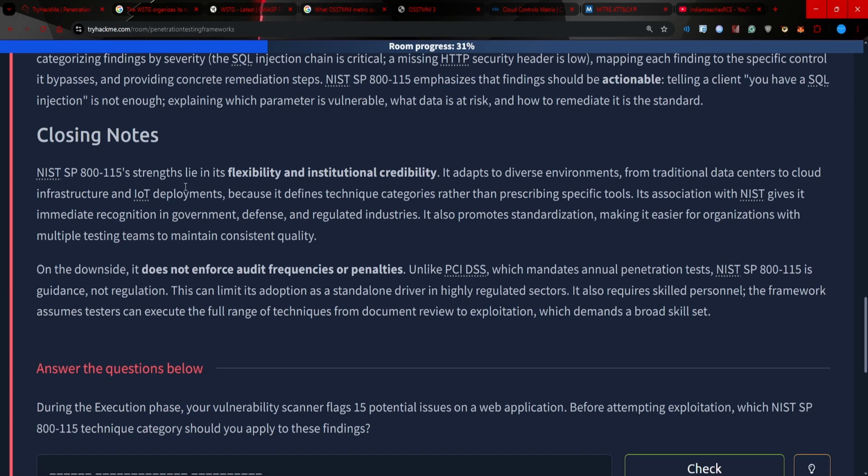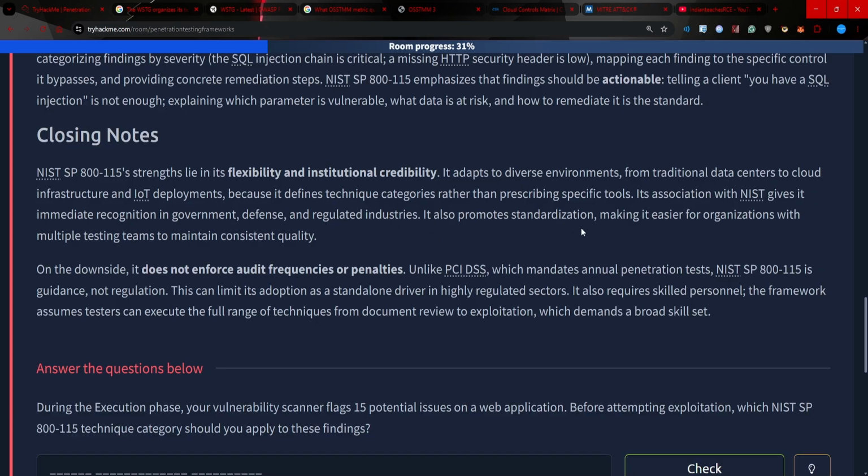Closing notes. NIST's strengths lie in flexibility and institutional credibility. It adapts to diverse environments, from traditional data centers to cloud infrastructure and IoT deployments, because it defines technique categories rather than prescribing specific tools. Its association with NIST gives it immediate recognition in government, defense, and regulated industries.